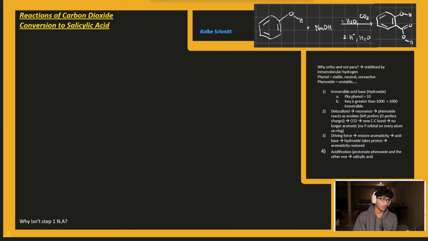Alright, so this is the Kolbe-Schmitt reaction. We're just gonna make salicylic acid. So right here we're gonna have a phenol. A phenol is very stable, and its pKa is equal to 10.